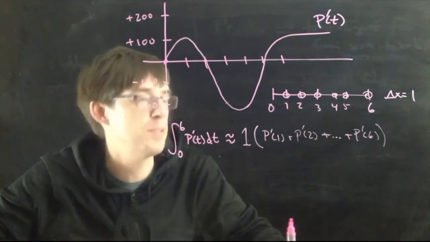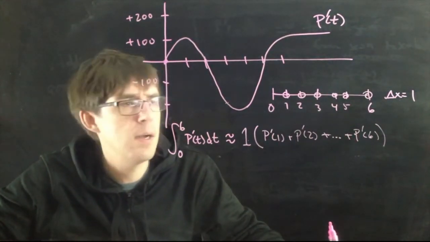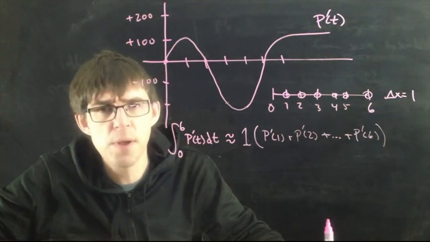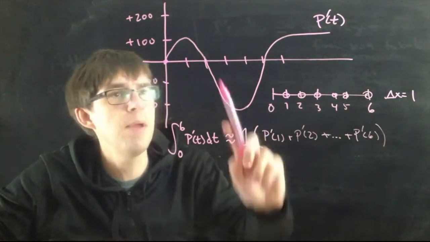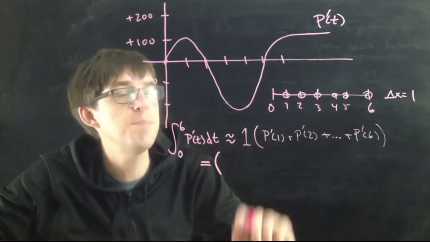So p prime goes there. How do you actually find these? In all of the examples we've done in the past, you were just plugging into some formula. We don't have a formula, but we have the graph, so we can plug in by looking at the values on the graph. What is p prime of 1?